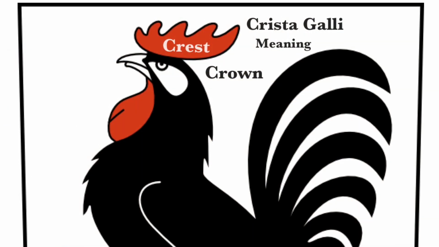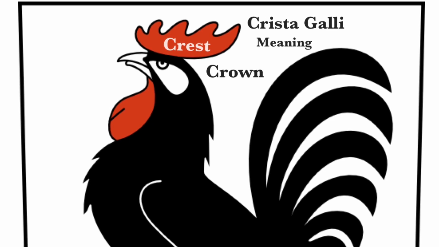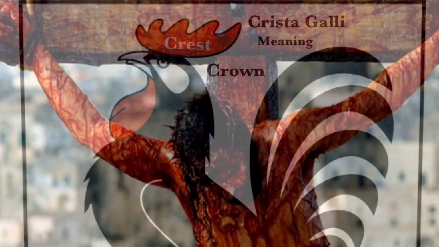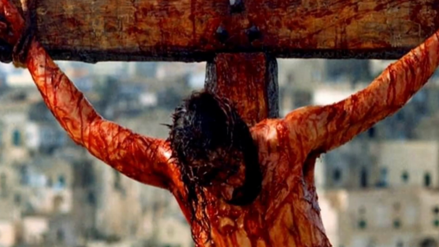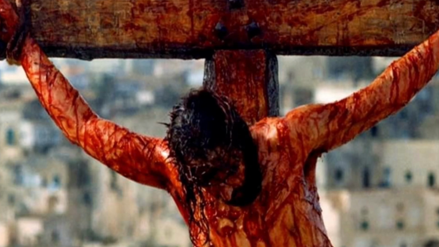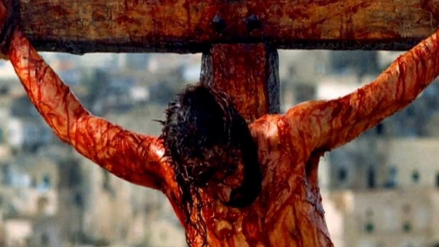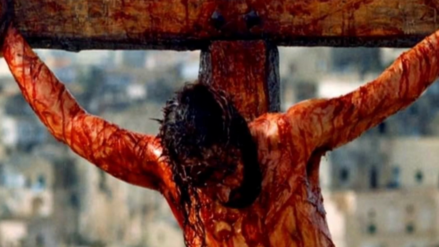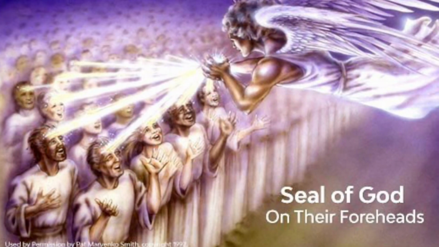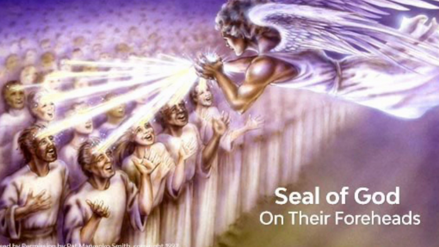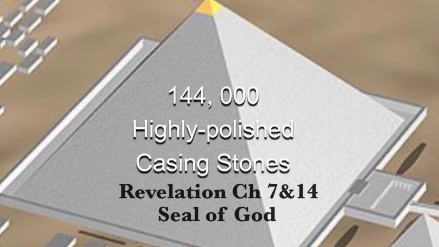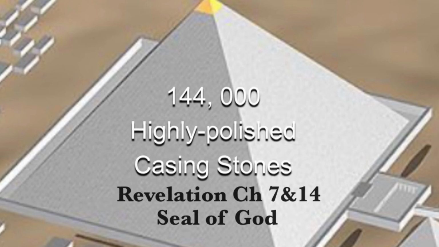Crista Galli means rooster comb or crown of the rooster. They placed a crown of thorns on Jesus. His body would have been red, covered in blood. Remember, Adam means red or ruddy. The seal of God is said to be in the forehead of the 144,000, who are pure and undefiled like the white limestone blocks. A seal shows authority, jurisdiction, and often an image of the king.